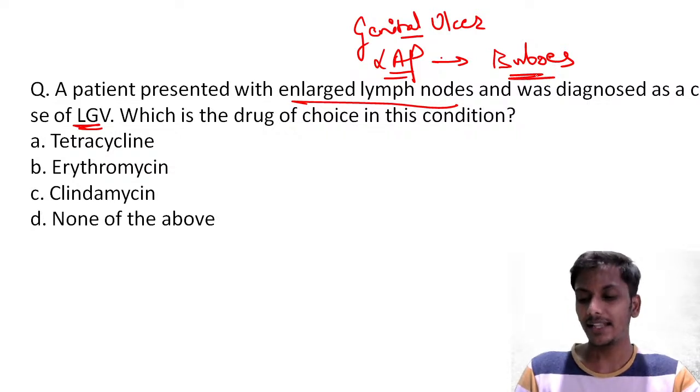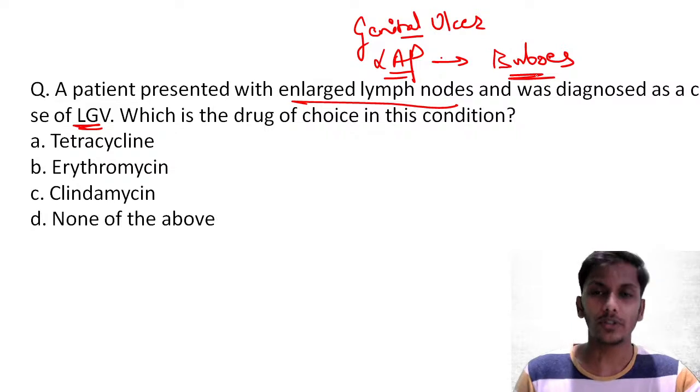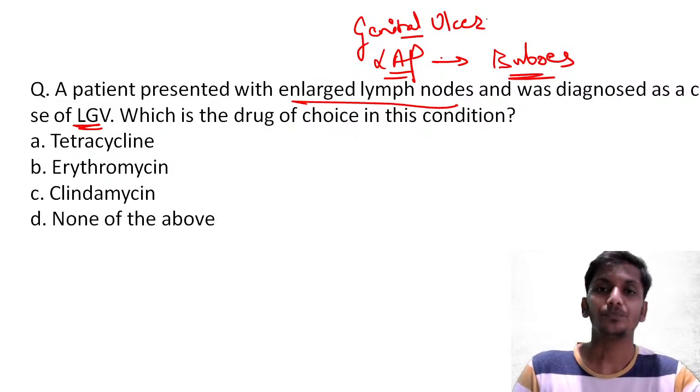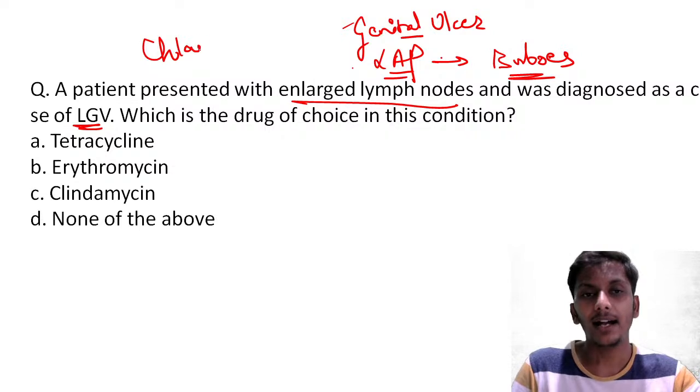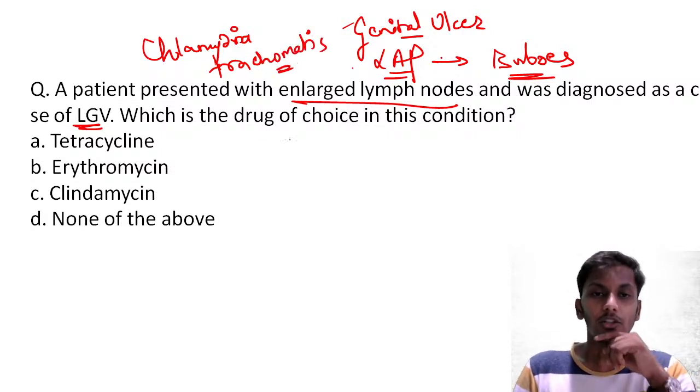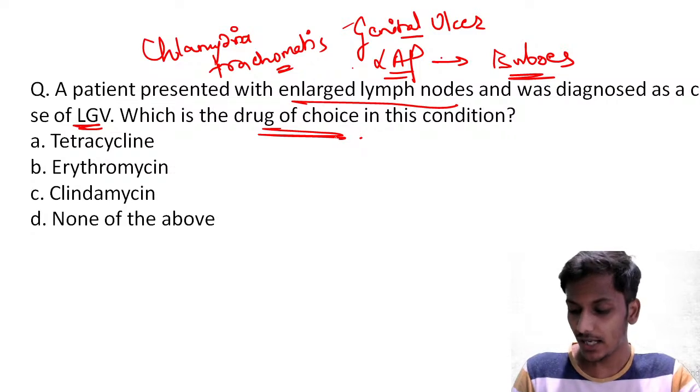Okay, so in LGV, what are the enlarged lymph nodes called? We call them buboes. Okay, remember this, it is very important from the derma point of view. So genital ulcer and lymphadenopathy, diagnosed case of LGV. LGV is caused by which organism? It is caused by Chlamydia trachomatis. Which strain? L strain of Chlamydia trachomatis, which also causes trachoma. Okay, Chlamydia trachomatis. So which is the drug of choice in this condition? Any answers?